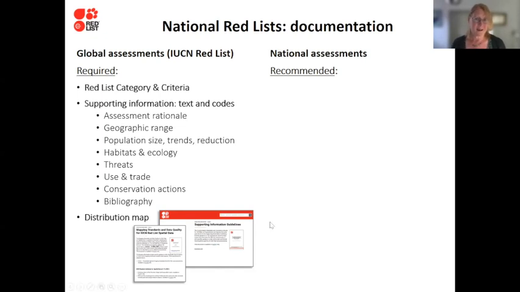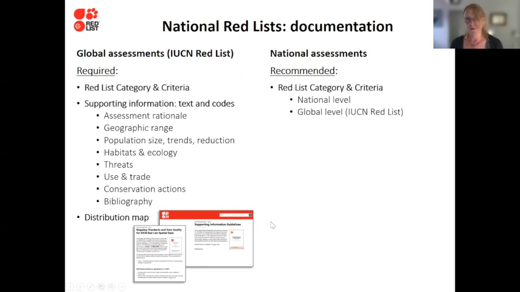For national assessments, now IUCN does not own or police national red lists. We can only make recommendations, but we make them based on experience. And we have many, many years of experience of doing global assessments to know what is useful when it comes to doing initial assessments and then doing reassessments and calculating things like Red List Index and changes in category over time. So we would recommend that for national red lists, you include the red list category and criteria at both the national level, so your final national assessment, and at the global level. So it gives you a bit of context.